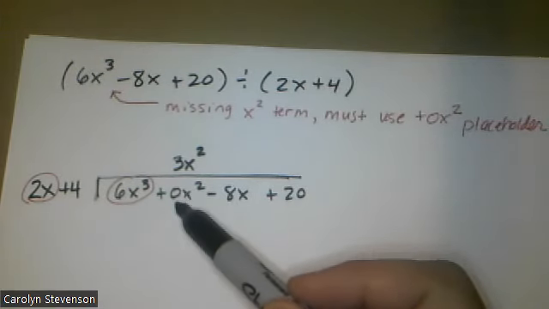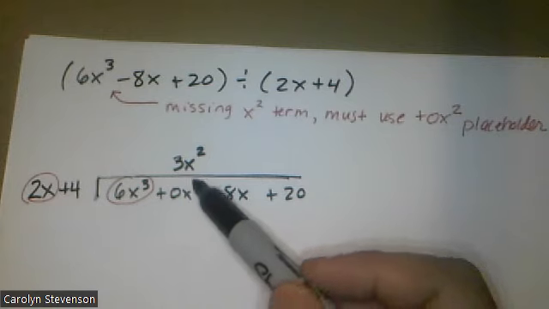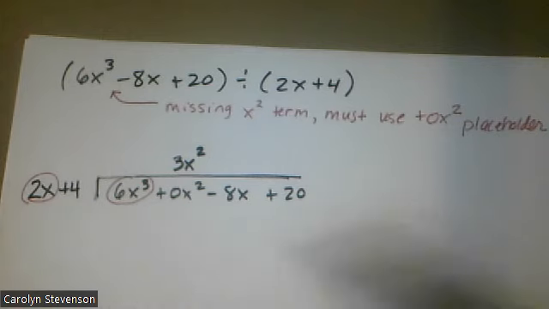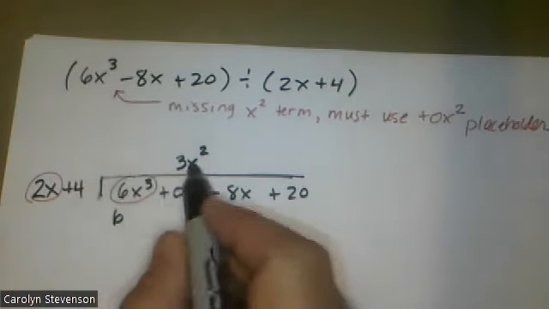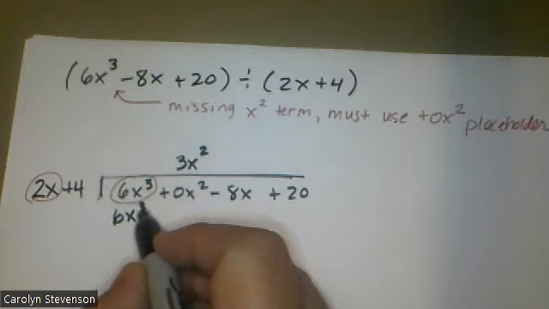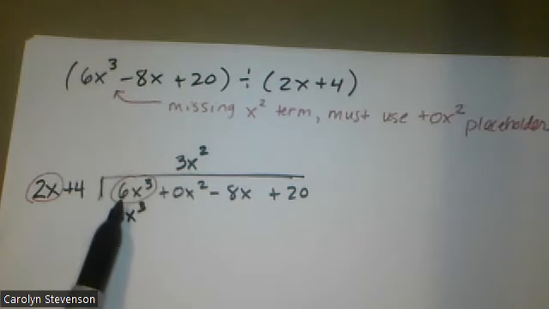So this is why we need that, so we have a place to line things up. And eventually, if you ever learn synthetic division, the 0 is necessary in synthetic division. So we take our top, multiply by the front. 3 times 2 is 6. X squared times x is x to the third. We're always trying to match this exactly.